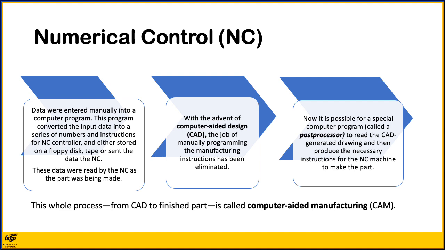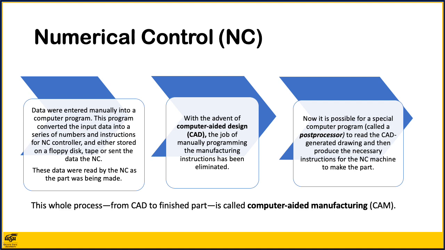Traditionally, data from the part drawing were entered manually into a computer program. This program converted the input data into a series of numbers and instructions that the NC controller could understand, and either stored them on a floppy disk or tape or sent the data directly to the machine tool. These data were read by the machine tool controller as the part was being made.